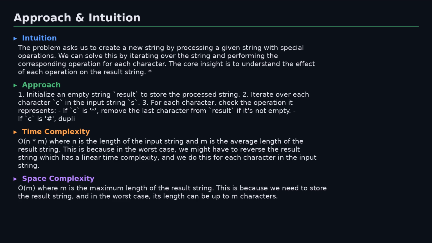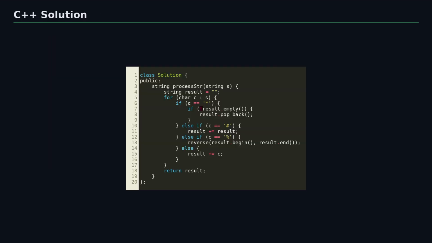Now, let's walk through the solution step by step. We start by initializing an empty string to store the result. Then, we iterate over each character in the input string. For each character, we check what operation it represents, and we perform that operation on the result string. If the character is a star, we remove the last character from the result string if it's not empty. If the character is a hash, we duplicate the result string and append it to itself. If the character is a % sign, we reverse the entire result string. And if the character is a lowercase letter, we simply append it to the result string.